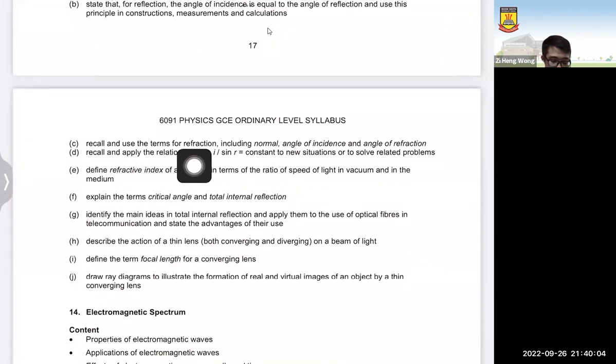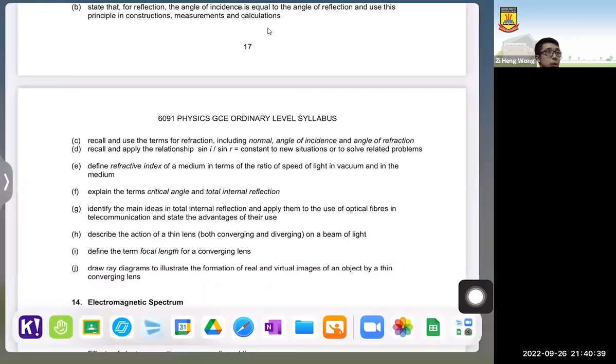Okay, so over here, some of the things you actually know: what is refraction, what is normal, what is angle of incidence, what is angle of refraction, and apply sin i over sin r. You are able to define refractive index in terms of the ratio of the speed of light in vacuum to the speed of light in medium. Explain what is critical angle, what is total internal reflection. Know the main ideas, apply in optical fibers and the advantages. Then your lenses: what is focal length, define focal length, draw ray diagrams to illustrate the formation of real and virtual image by a thin converging lens. So basically everything that we have.